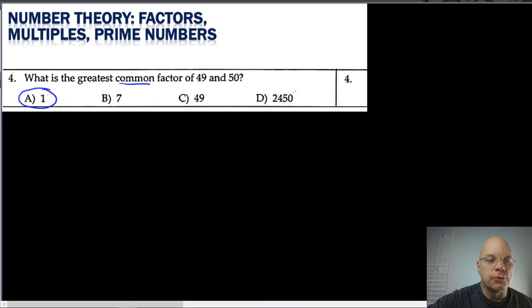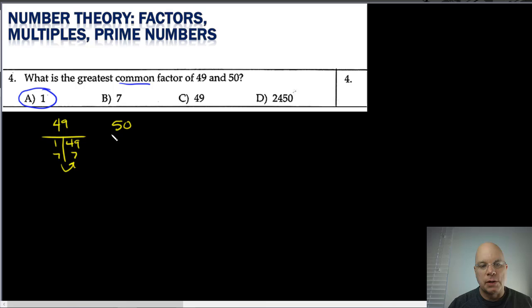If you took the time to find all the factors, which in this case wouldn't take long, it'd be 1, 7, and 49 for 49. And for 50 it would be 1, 2, 5, 10, 25, and 50. That's it. So they have no common factors other than 1. But again, I wouldn't go to all this trouble, or find prime factorization and use a Venn diagram. I would just use the answer choices for a problem like this.